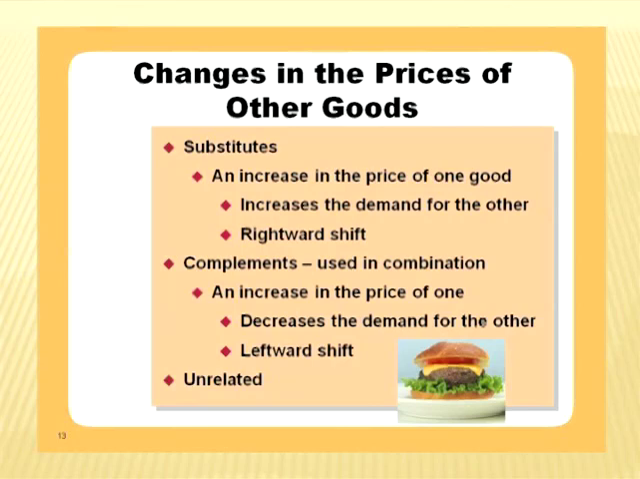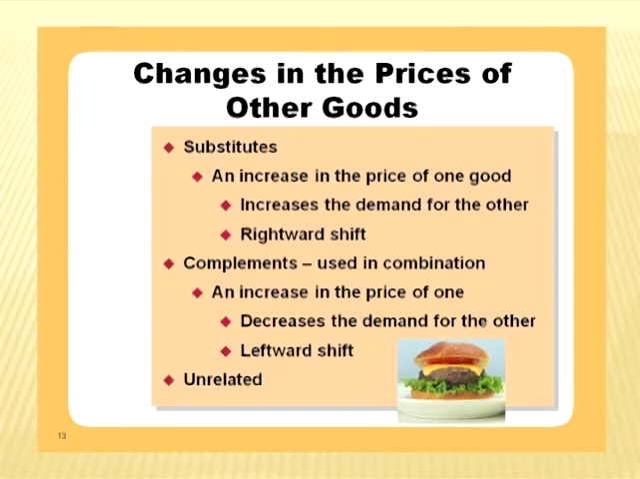Some things are said to be complements, and complements means that they're typically used together or in combination. Here, an increase in the price of one of the goods decreases the demand for the other good. And so in this case, we would get a leftward shift. We might think of pizzas and Cokes as being complements. And so if we increase the price of pizzas, then we would see a leftward shift or an inward movement of the demand curve for Cokes because the two go together. The two complement one another.